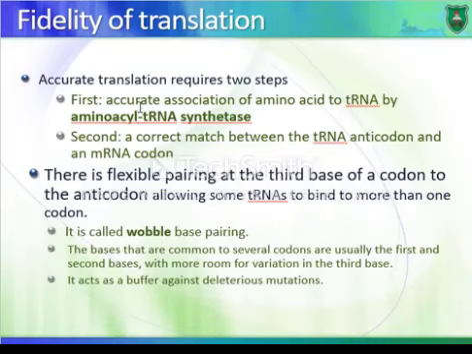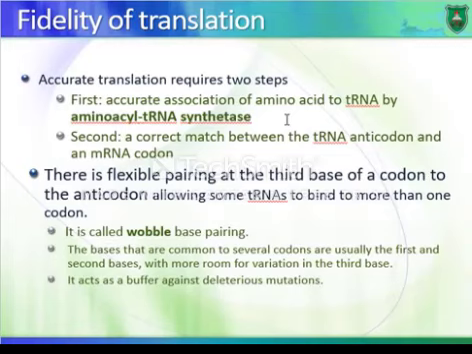So, the first step is the association of the amino acid to the tRNA by the amino acid tRNA synthetase. You remember that we have one amino acid tRNA synthetase for each amino acid and tRNA. And this amino acid tRNA synthetase is responsible for linking the amino acid and its correct tRNA. But sometimes the amino acid tRNA synthetase makes mistakes, and can bind to the wrong amino acid.